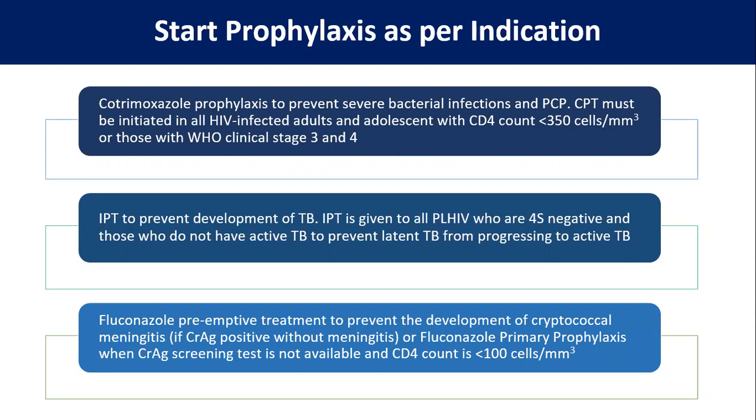Now, fluconazole preemptive treatment is used to prevent the development of cryptococcal meningitis if CrAg is positive without meningitis, or fluconazole primary prophylaxis is given when the CrAg screening test is negative or not available and CD4 count is less than 100. Here, for secondary prophylaxis, we are using fluconazole 200 mg per day. And for primary prophylaxis, we are using fluconazole 100 mg per day.